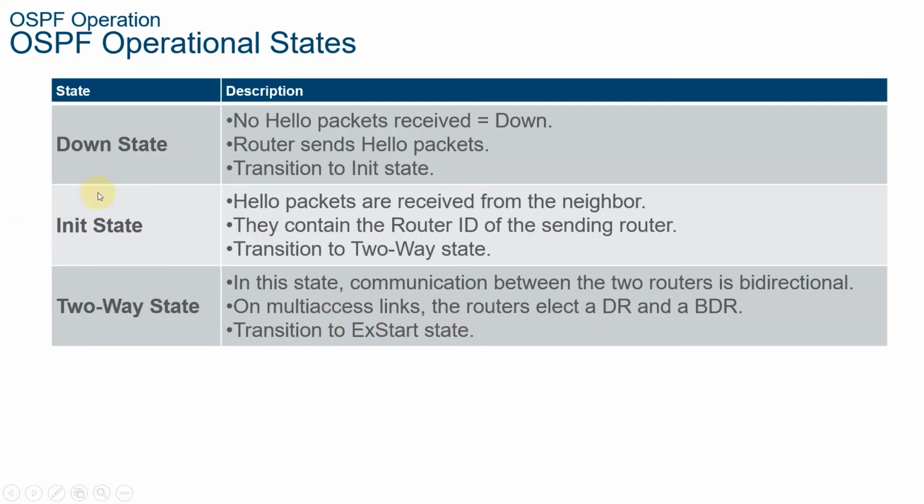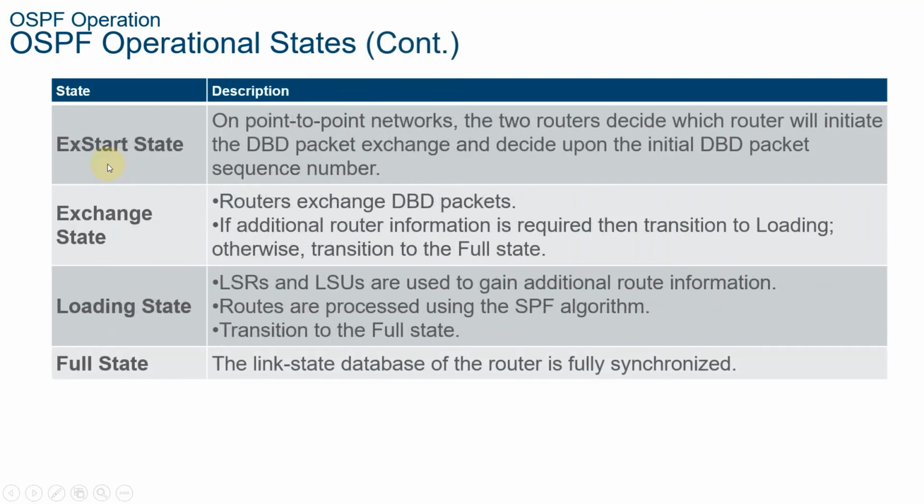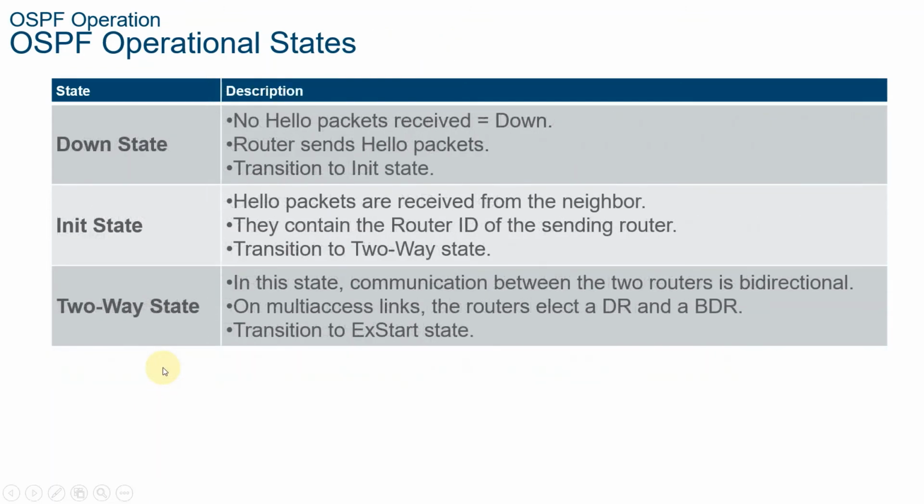The table here details the states OSPF progresses through while attempting to reach the state of convergence. Starting with the down state, we have the initialization state, the two-way state, the ExStart state, exchange state, loading state, and the full state. These are the OSPF operational states. Let's get into each of those states.